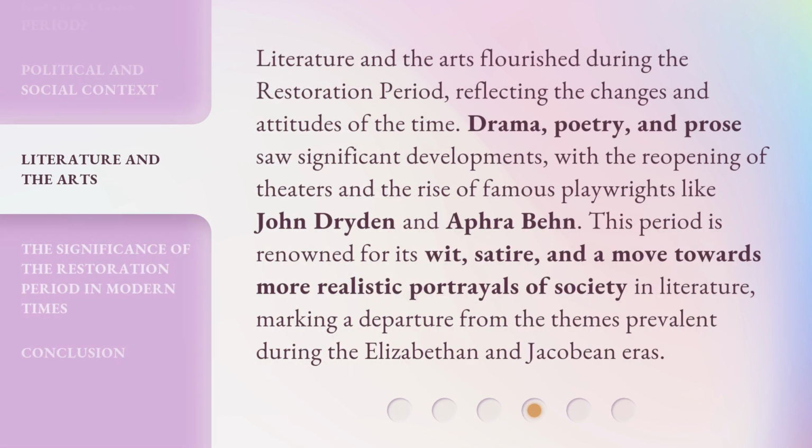Literature and the arts flourished during the Restoration Period, reflecting the changes and attitudes of the time. Drama, poetry, and prose saw significant developments, with the reopening of theaters and the rise of famous playwrights like John Dryden and Aphra Behn. This period is renowned for its wit, satire, and a move towards more realistic portrayals of society in literature, marking a departure from the themes prevalent during the Elizabethan and Jacobean eras.